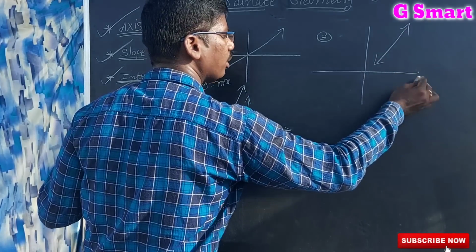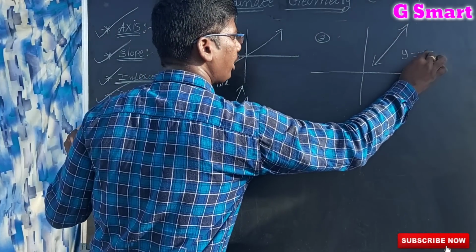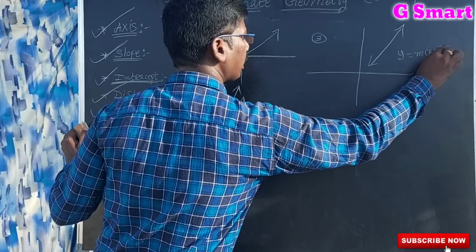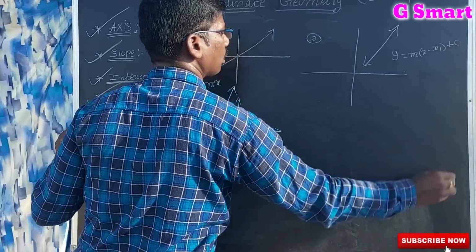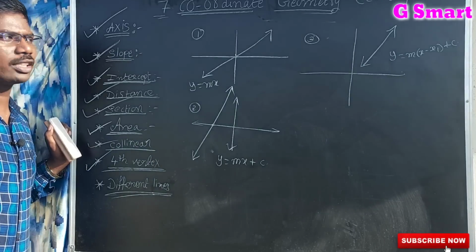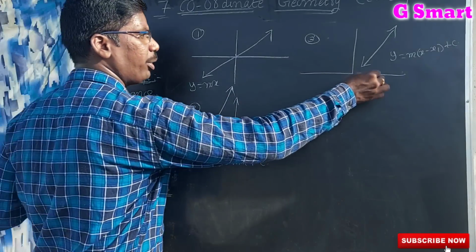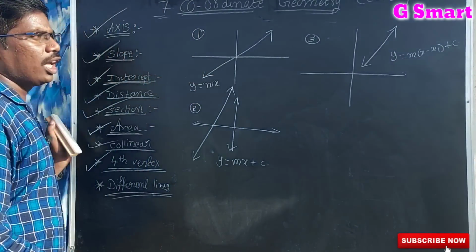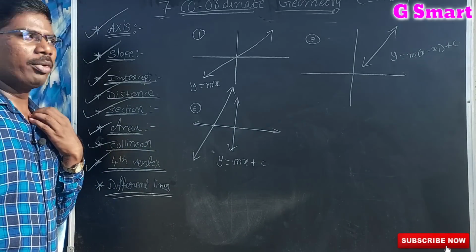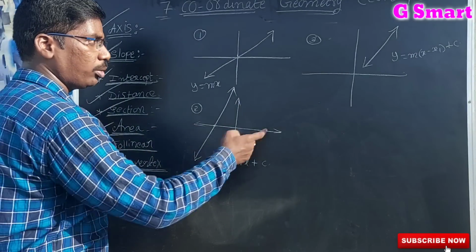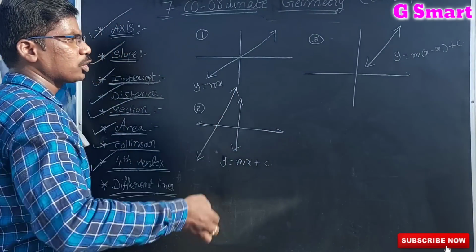Next, third one. This is the line y minus y1 is equal to m into x minus x1. So y is equal to m into x minus x1 plus y1. This is the point and slope form. This is the slope form.